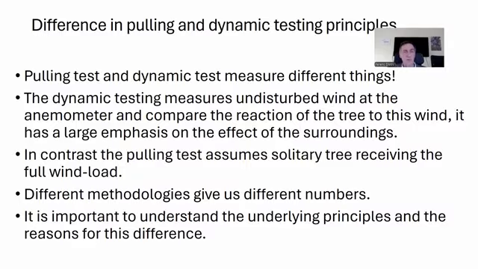The contrast is the pulling test, where we assume that the tree is a solitary tree receiving the full wind load. So that's why these two safety factors cannot be identical. The different methodologies give us different numbers. This is important to understand: the underlying principles and the reasons for the differences.